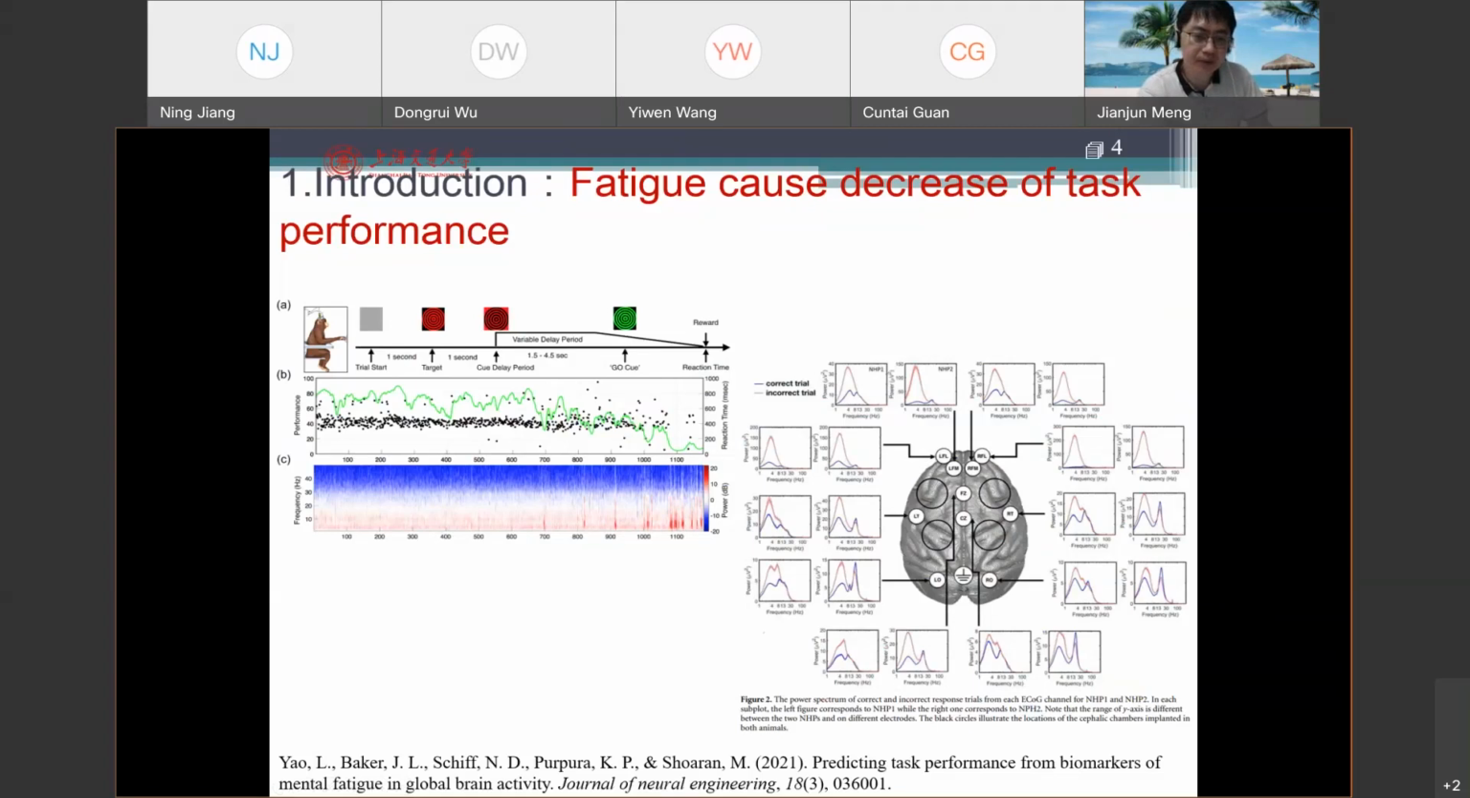So this may indicate that the performance decreases as the task is performed repeatedly over a long time, and mental fatigue might be induced across the time, especially at the end of the experiment. And the global increase of the theta and alpha band power across the whole brain might be an indicator of mental fatigue.